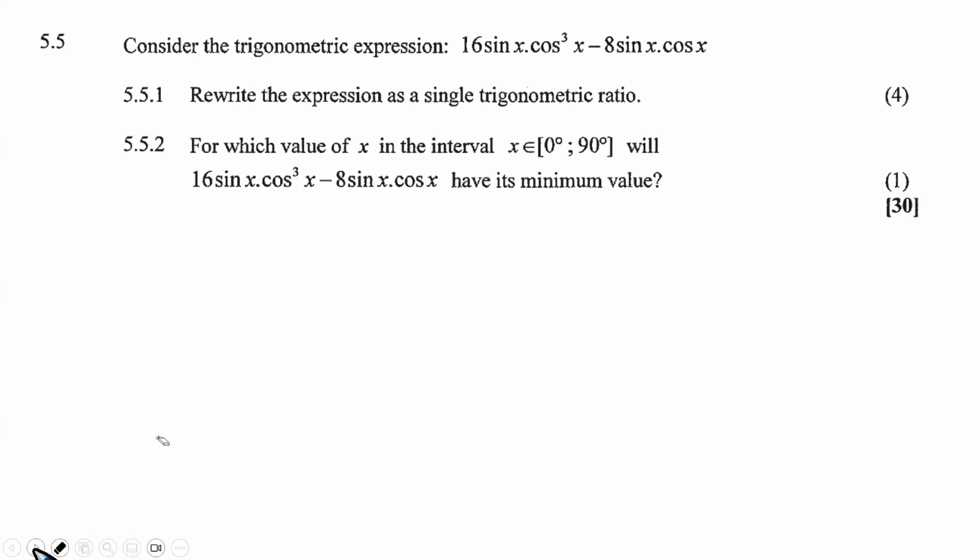Right, in the next case, we have this equation that looks very terrifying, I believe. It has cubic trigonometric functions here, okay? It's of the third degree, and particularly it's the fourth degree, because it's the third degree but with another variable here, so it's fourth degree. Consider the trigonometric expression, this one here. Rewrite the expression as a single trigonometric ratio. Okay, the examiner is saying rewrite this one as a single trig ratio.